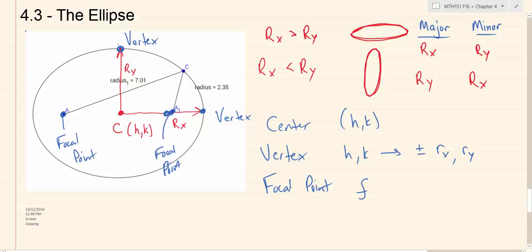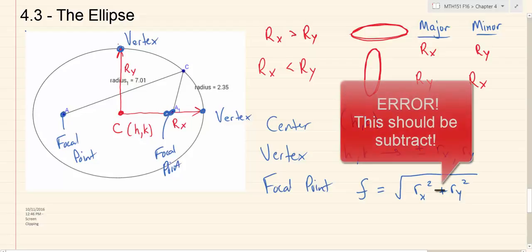You end up with this. The focal point is equal to the square root of r sub x squared plus r sub y squared. That's the focal point. And it comes from the Pythagorean theorem.